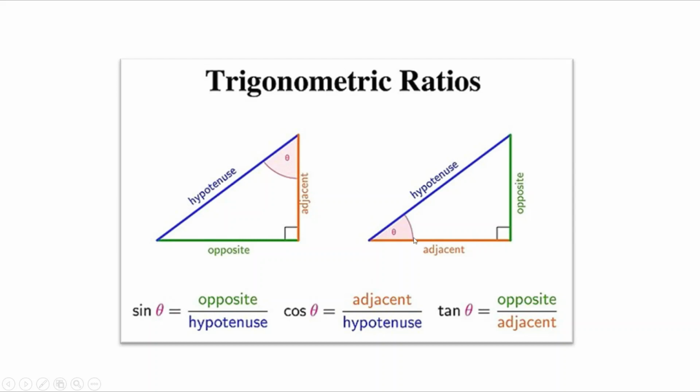Here theta is the angle here, the side opposite to the angle theta, that is this side, is the opposite side, and the side opposite to the right angle, that is this side, is the hypotenuse, and the remaining side is the adjacent. Now by trigonometric definitions of a right angle triangle, we have sin theta equals opposite over hypotenuse, cos theta equals adjacent over hypotenuse, and tan theta equals opposite side over adjacent side.